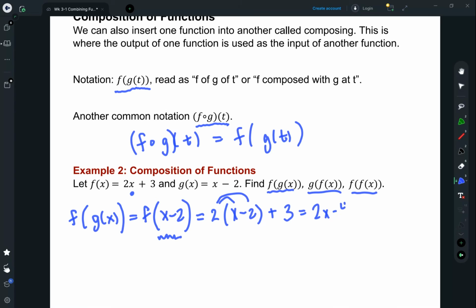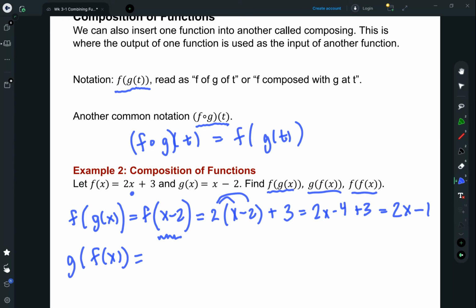2x minus 4 plus 3 is 2x minus 1. All right, let's try the other way. Let's try g of f of x. Now, you'll notice that in function composition, order is very important. F of g is different than g of f.